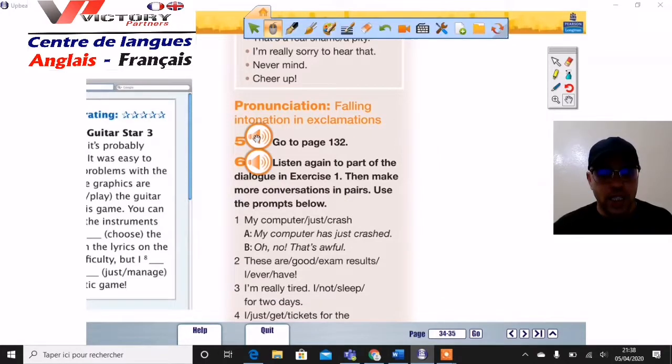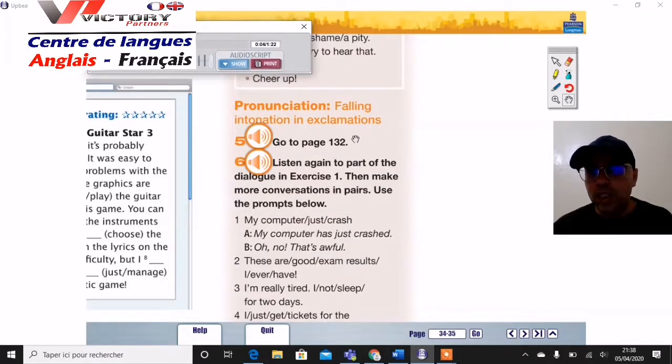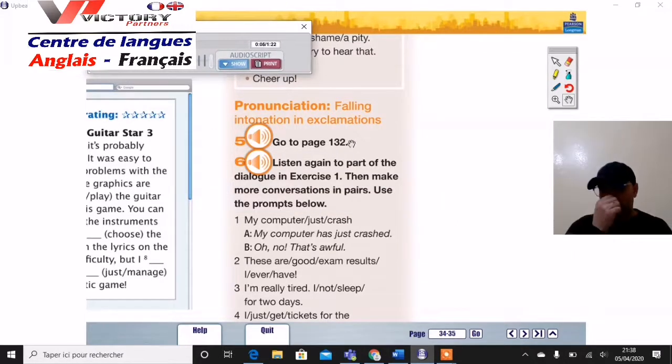Okay, you are going to listen. Exercise 5. Then go to page 130. Pronunciation. Falling intonation in exclamations.